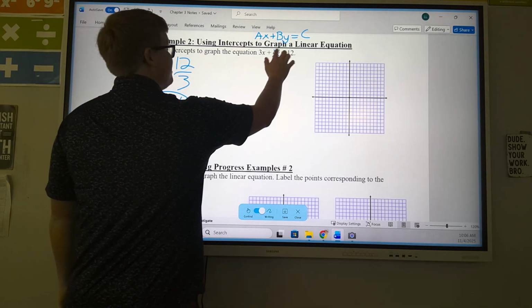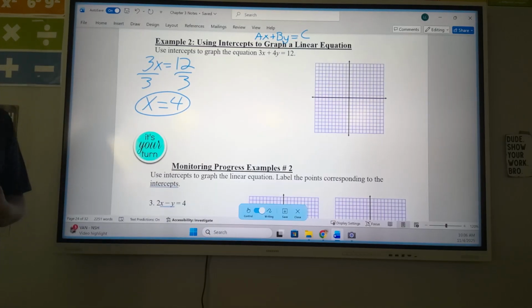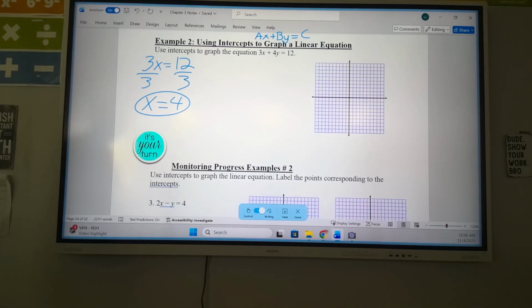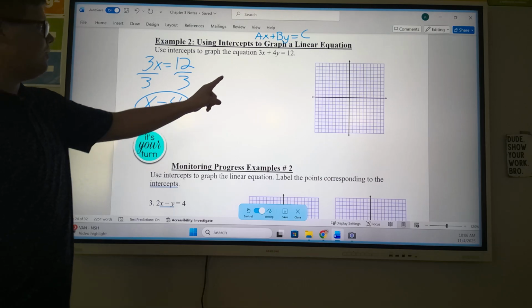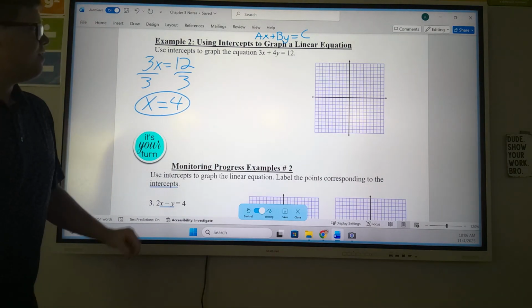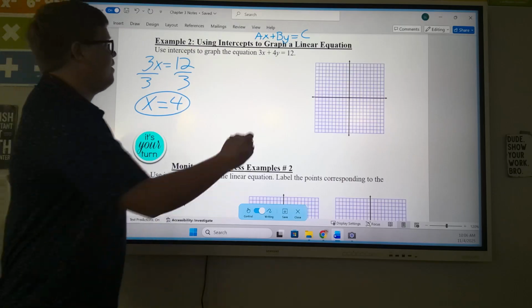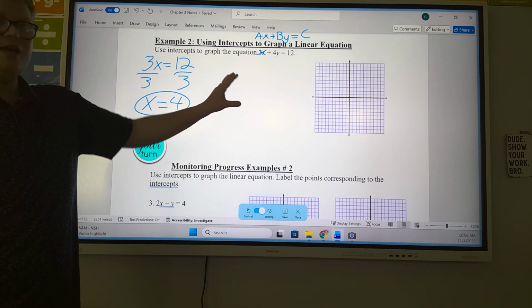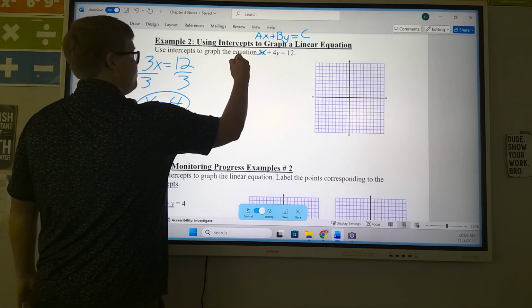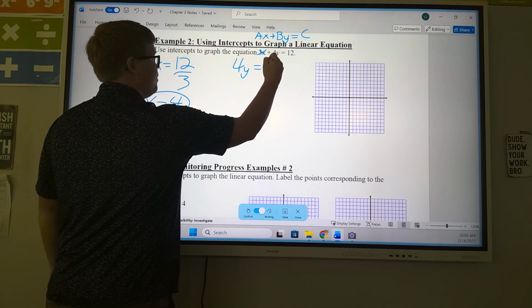Now, the same thing is going to go for our y-intercept. Our y-intercept is where x is 0, so we're plugging 0 in for x. 3 times 0 is 0. That means our x is gone. All we have left is 4y equals 12. So let's solve it. We have 4y equals 12.